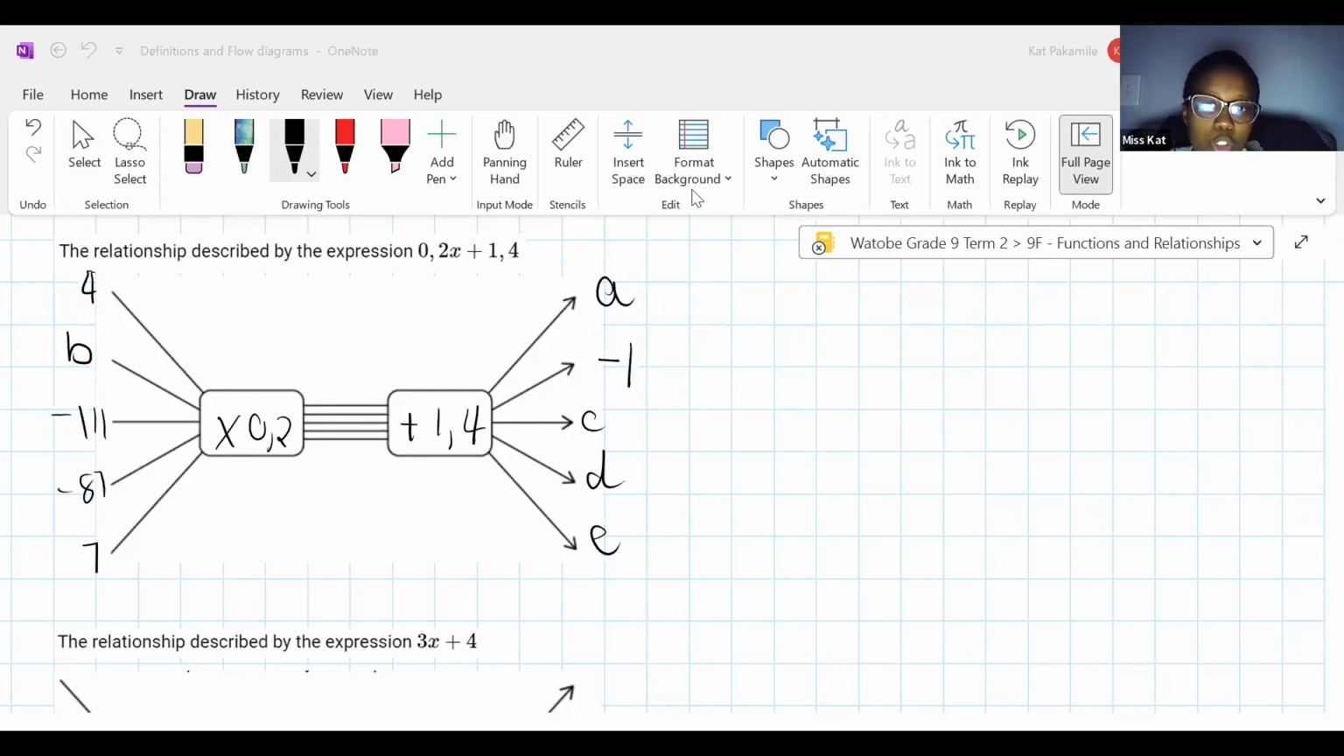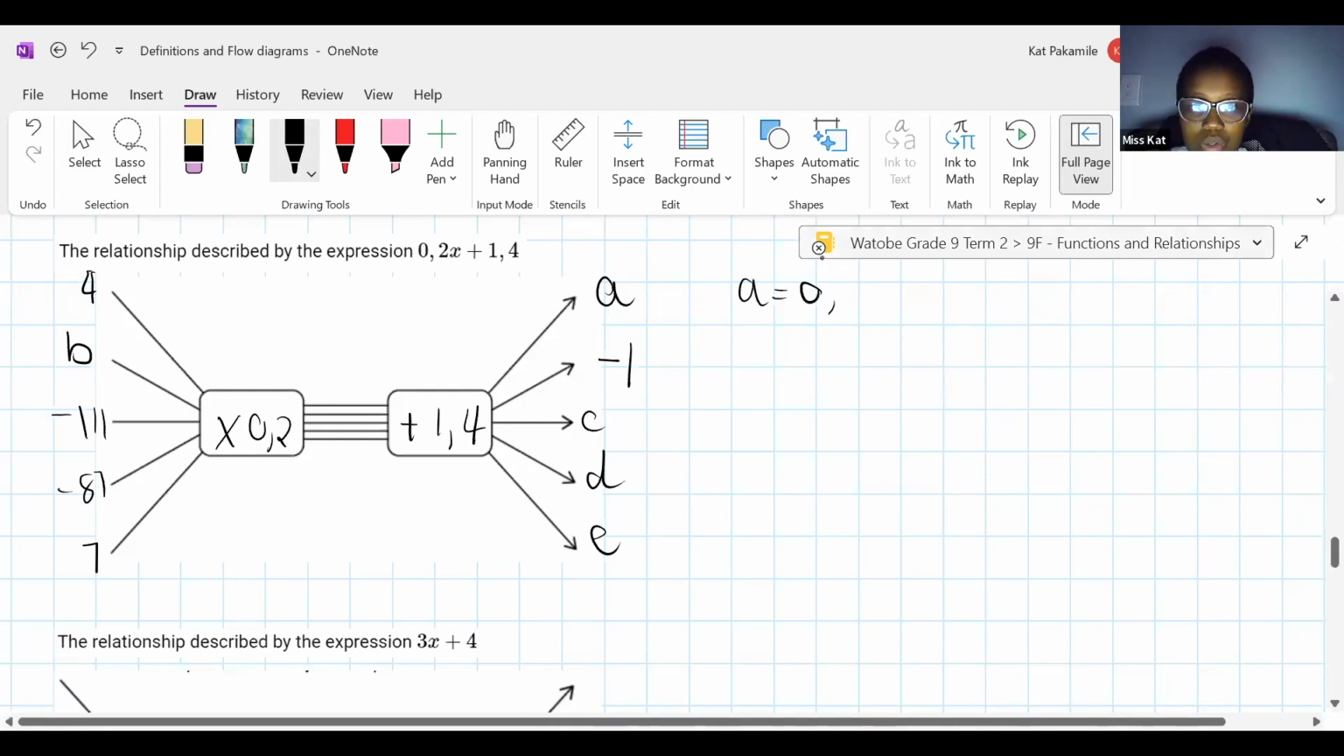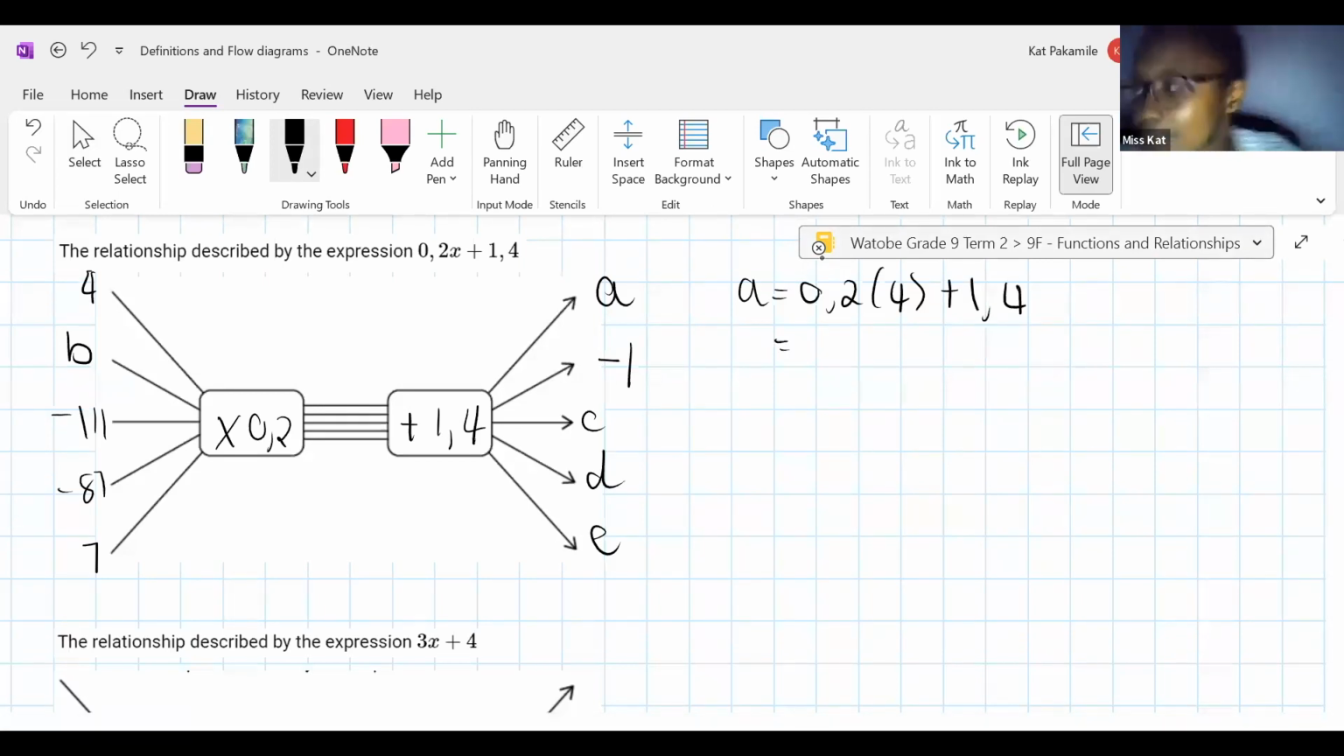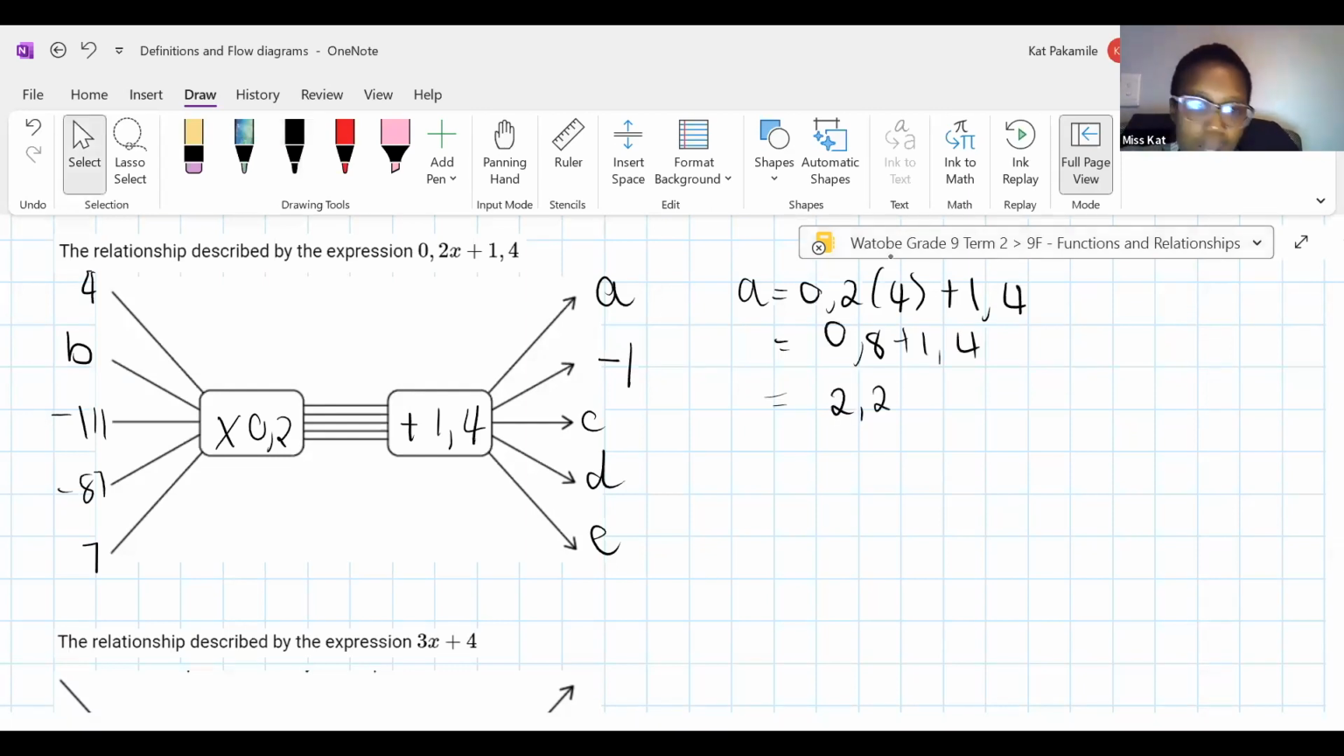Otenda says it's 2,2. Okay, so for A, we're going to have 0,2 times 4 plus 1,4. How much is 0,2 times 4? Let's check. Imagine, guys, 0,2 times 4 is 0,8. We're going to add 1,4, and that gives us 2,2. I hope so, and yes, it is. Okay, so we have A.